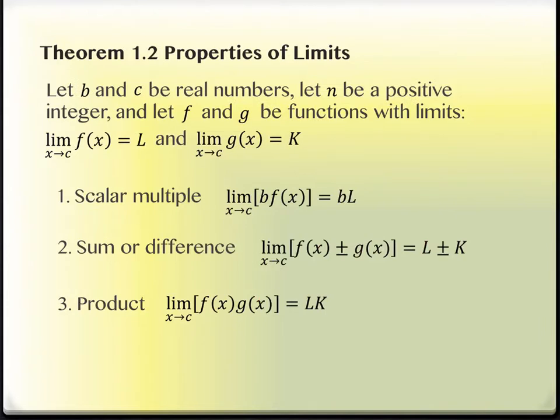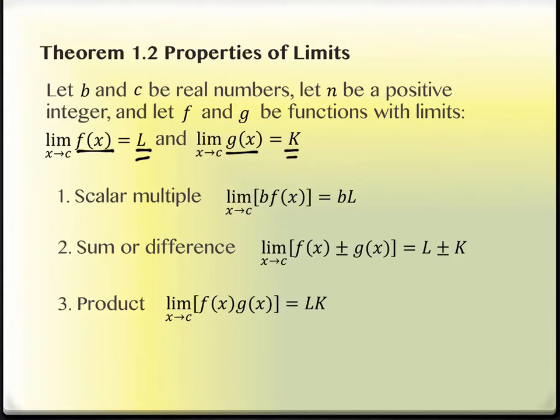So again, b and c are real numbers, n is a positive integer, f and g are functions, and they have limits. So we're not talking about anything that has jumps in it or anything at the particular values. These are nice, good functions, very well-behaved. So when that happens, if the limit of f of x is L, and the limit of g of x is k, then we can say the following.